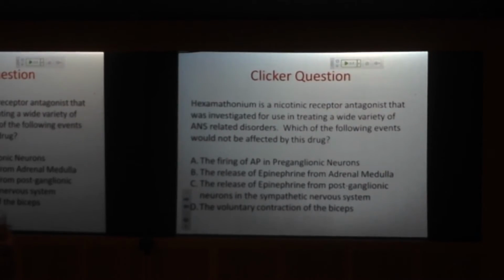So B, C, D. If we change the C from epinephrine to norepinephrine, B, C, D are all correct, in terms of them changing their firing behavior or contractile behavior. A is the one that is not going to be affected. So A is the correct answer for this question. Okay.